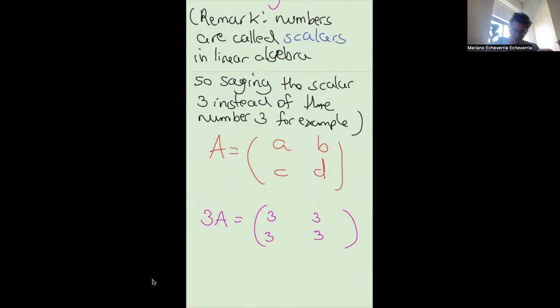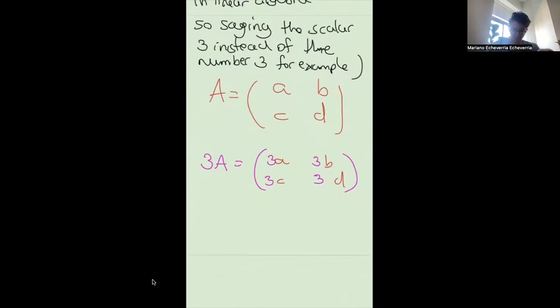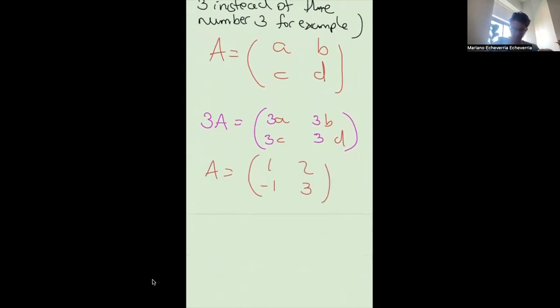That ends up being the most natural thing you could do. So if the matrix had been 1, 2, -1, 3, the matrix 3A would be 3, 6, -3, 9. Is that making sense?